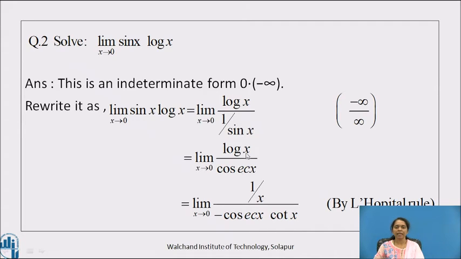Now as it is an indeterminate form, infinity by infinity, so let us apply L'Hospital's rule and take differentiation of numerator and denominator in the next term, so that we will get the term is equal to derivative of numerator, derivative of log x, 1 by x, whole divided by derivative of denominator, which is minus cosec x into cot x.